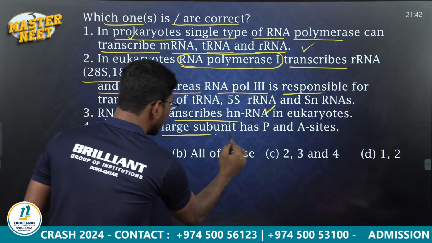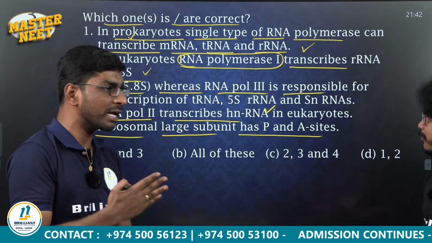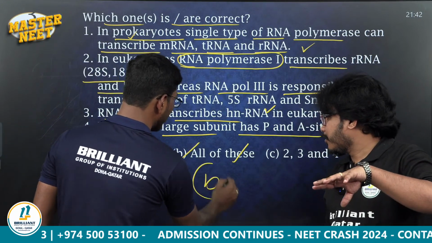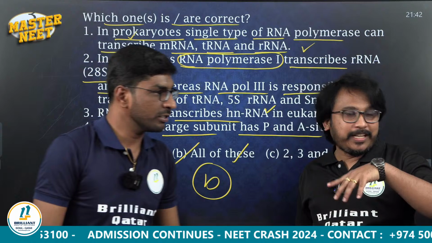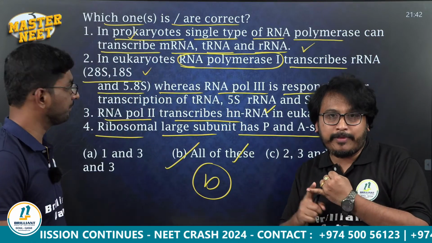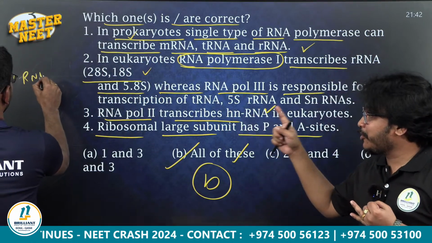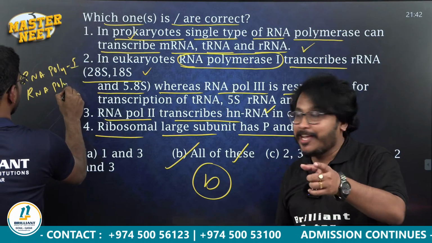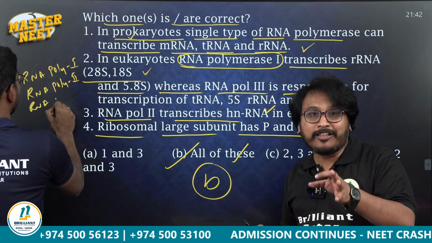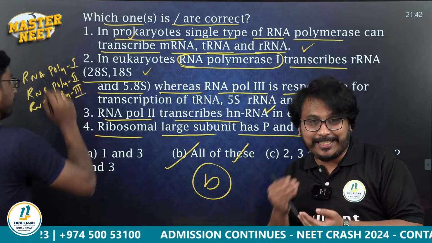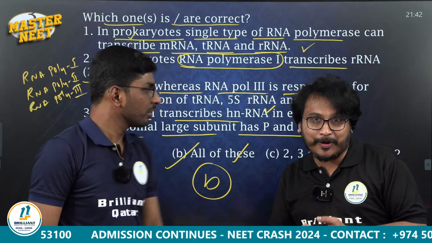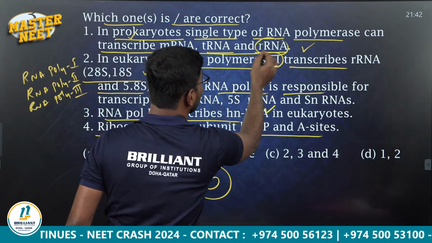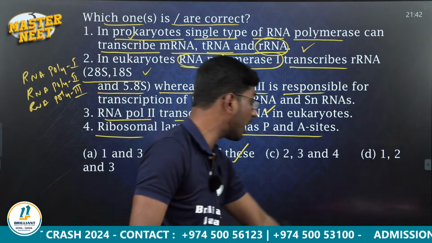And the ribosomal large subunit P and A sites. So what is the correct answer of this one? Yes, absolutely all are correct. So I'm going with what option? Please remember, RNA polymerase 1 will form rRNA, RNA polymerase 2 will form hnRNA that will undergo splicing, capping and tailing in order to form the functional mRNA, and RNA polymerase 3 will form tRNA, snRNA and all. I have explained this many times: rRNA is what? Abundant and also larger RNA.